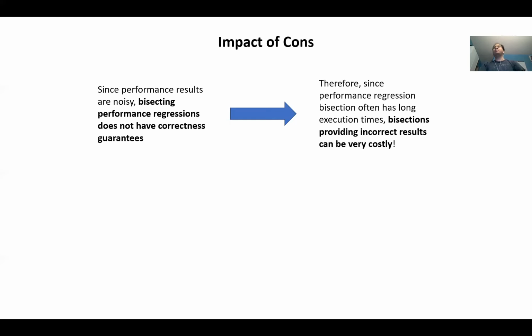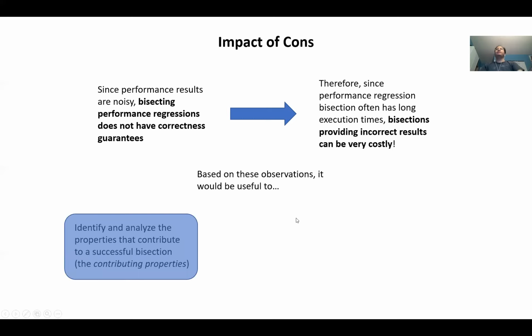And therefore, since performance regression bisection often has long execution times, as you can see here, bisections providing incorrect results can be very, very costly. So we want to make sure as much as possible that the bisection we run is most likely going to give us the correct result. We want to maximize that probability.